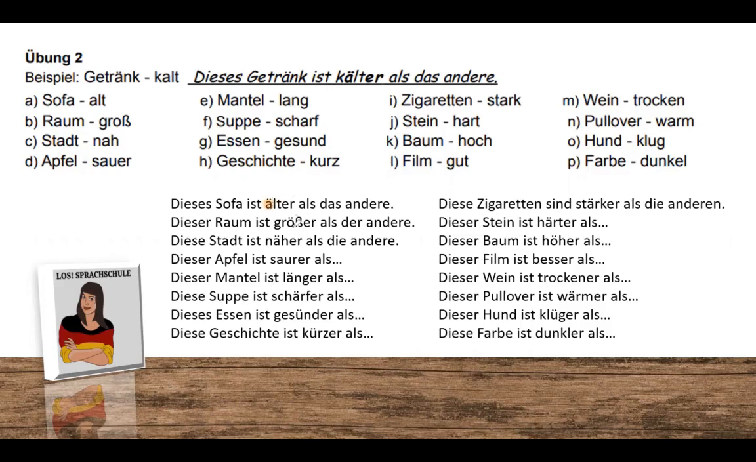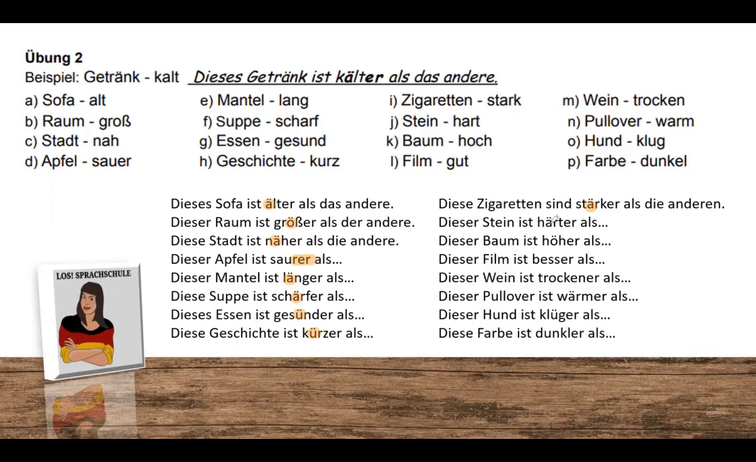Dieses Sofa ist älter als das andere. Dieser Raum ist größer als der andere. Diese Stadt ist näher als die andere. Dieser Apfel ist saurer als der andere. Dieser Mantel ist länger als der andere. Diese Suppe ist schärfer als die andere. Dieses Essen ist gesünder als das andere. Diese Geschichte ist kürzer als die andere. Diese Zigaretten sind stärker als die anderen.